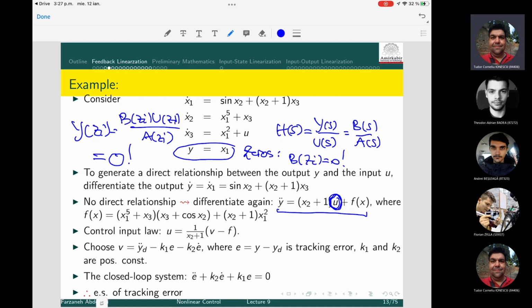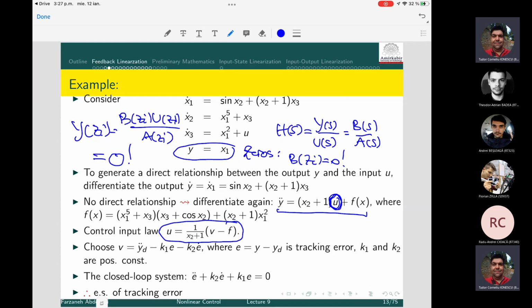transfer function. And you have this complicated formula in F. This is just computation. So you select a control input. This is the control input you need to select, after the second differentiation of the output. Very interesting.